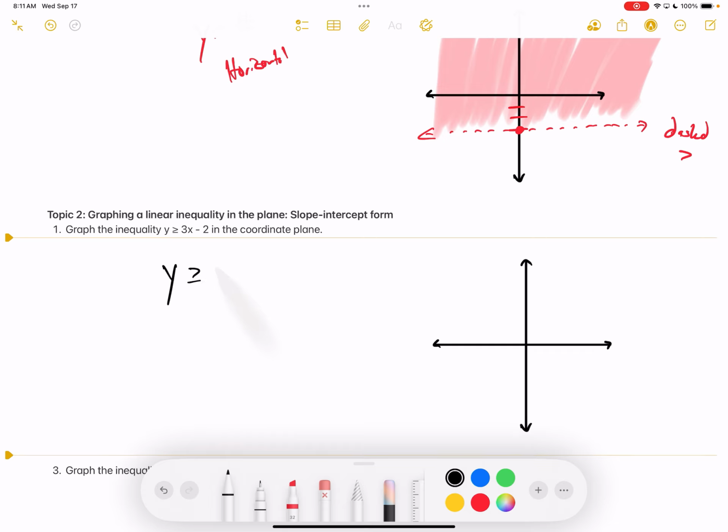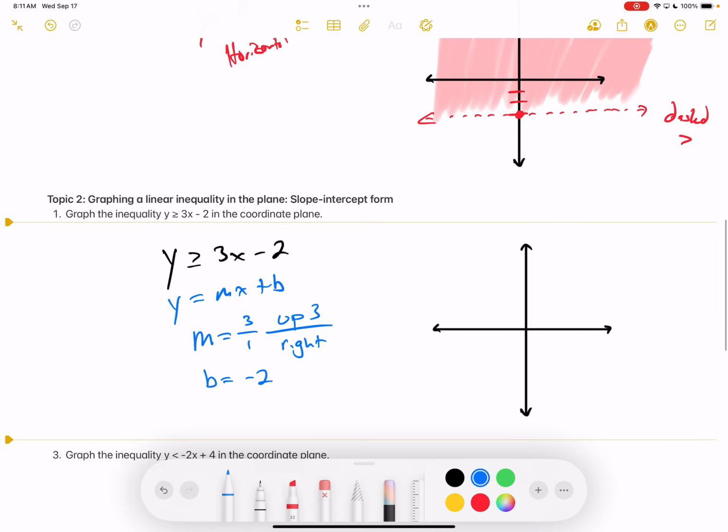All right, y is greater than or equal to 3x minus 2. This one does look like y equals mx plus b. We're thinking those same lines. My m is the number in front of x, which is 3 over 1, so that's up 3 to the right 1. And my y-intercept is negative 2, so that's where I start. So I start at negative 2, and then I go up 3 to the right 1: up 1, 2, 3, to the right 1. This is going to be a solid line. We know that from the very beginning because it's greater than or equal to. So my line is going to look like this.